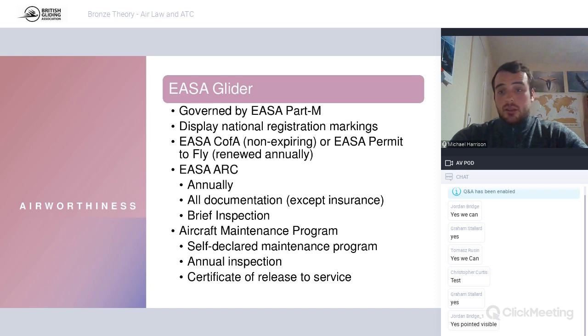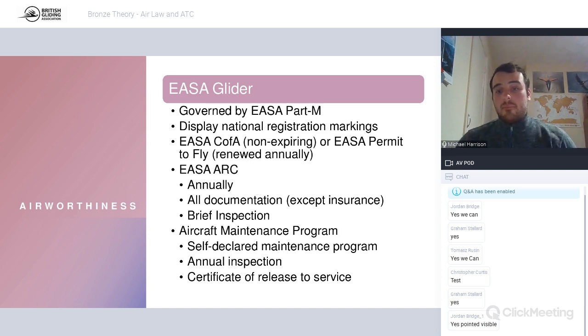If we think about EASA gliders now, which is what a majority of gliders probably are, they are governed by a thing called EASA Part M, which is continuing airworthiness requirements. They have to display national registration markings. They have a non-expiring EASA certificate of airworthiness, but in place of having a new C of A issued every year, they actually have to have what's called an ARC, or an airworthiness review certificate, issued every year.